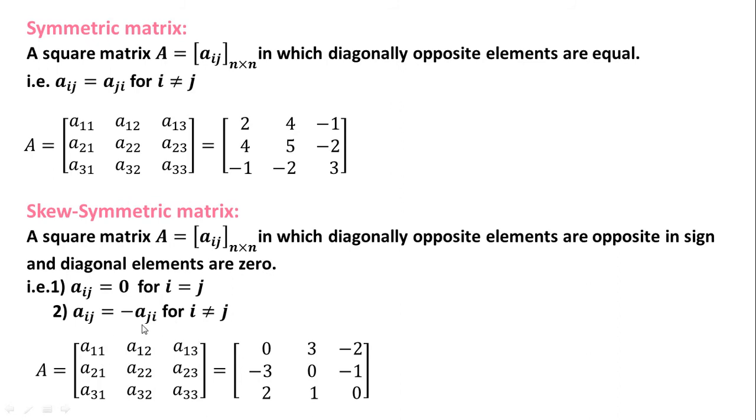So remember this type of square matrix, the skew symmetric matrix. The important point is that diagonal elements must be 0 in this case, then only can we say that it is a skew symmetric matrix.